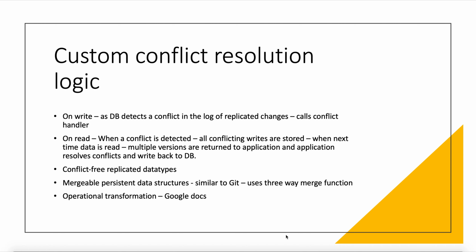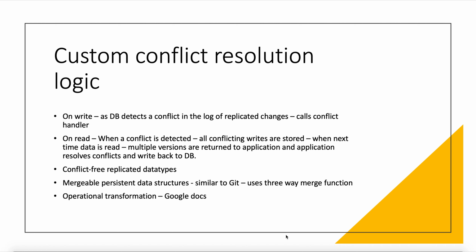So, when a conflict is detected, all the conflicting writes are stored, and the next time the data is read, that is, there will be multiple versions of the same record, those records are returned to the application, and then the application will handle the conflicts and write back to the DB after resolving the conflicts.